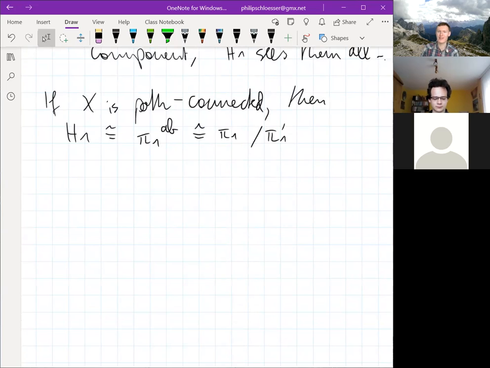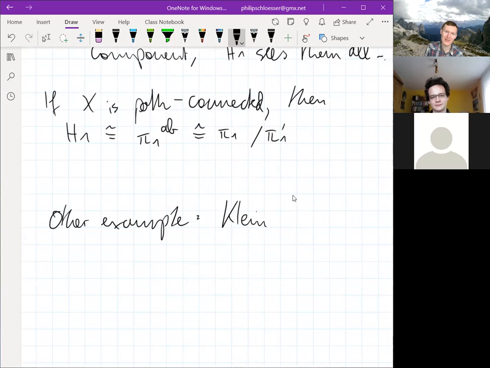Now we can look at the final example that I already promised at the beginning. Golas is already going to moan. Klein Bottle.